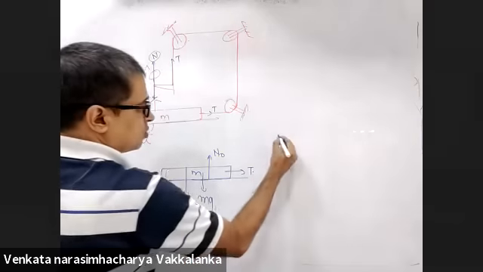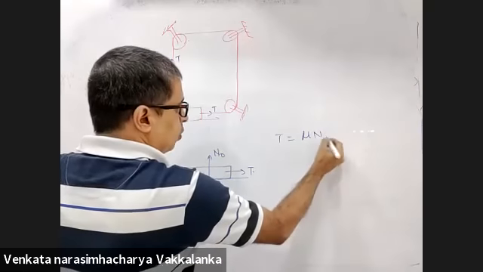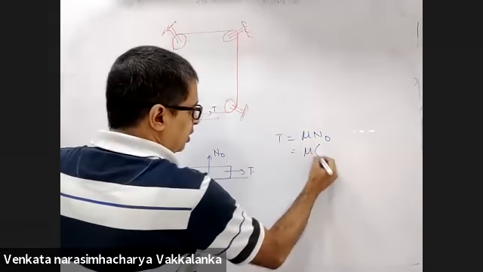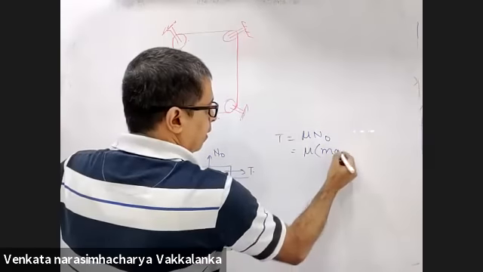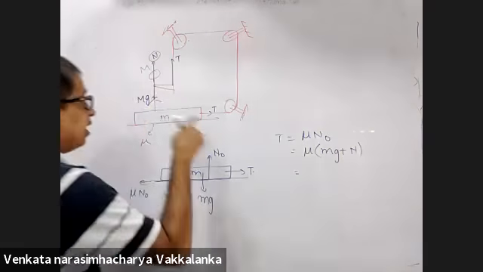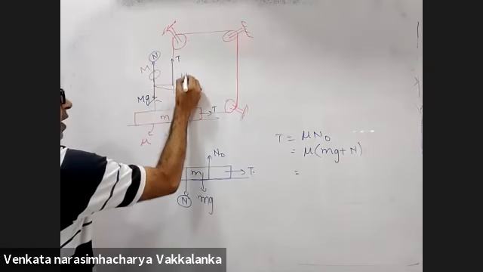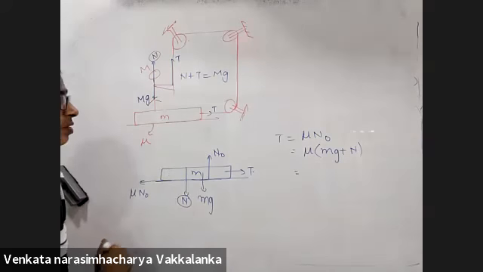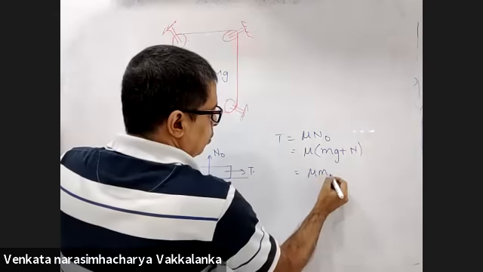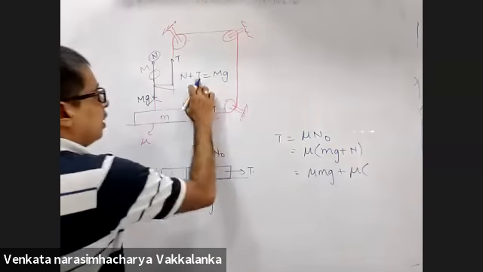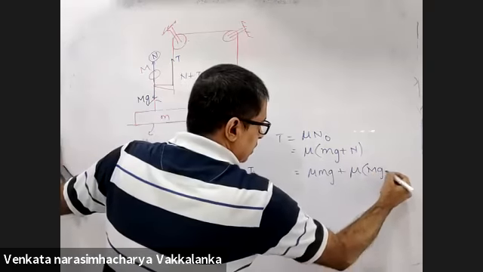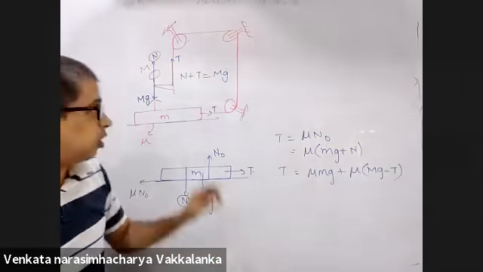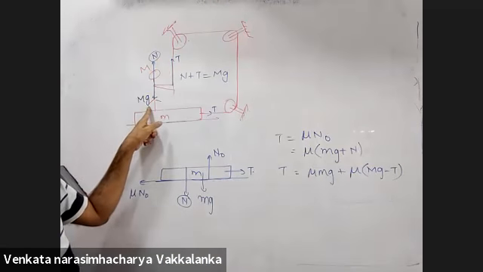So when will this block start moving? If tension is equal to mu N naught. What is N naught equal to? Mg plus N. But then N is not equal to capital Mg. N plus T is equal to capital Mg, since the man is not accelerating upwards. So N is capital Mg minus T. That is the key catch in it.